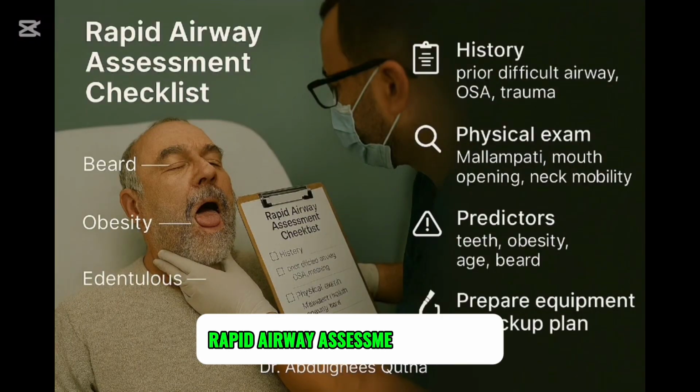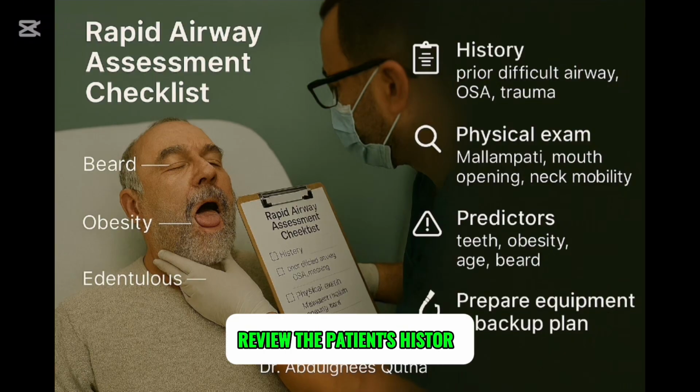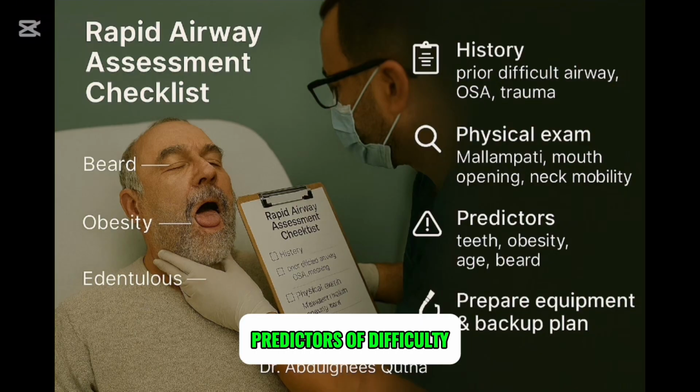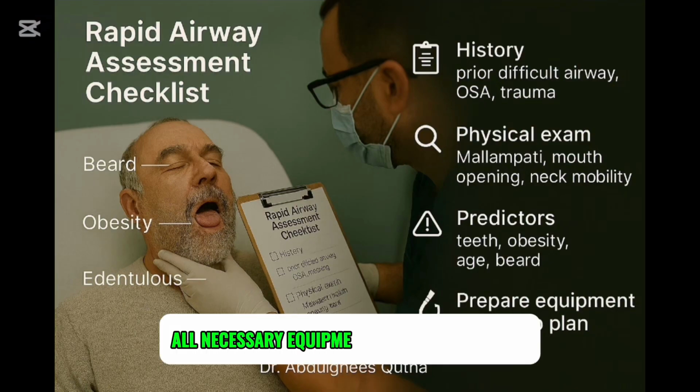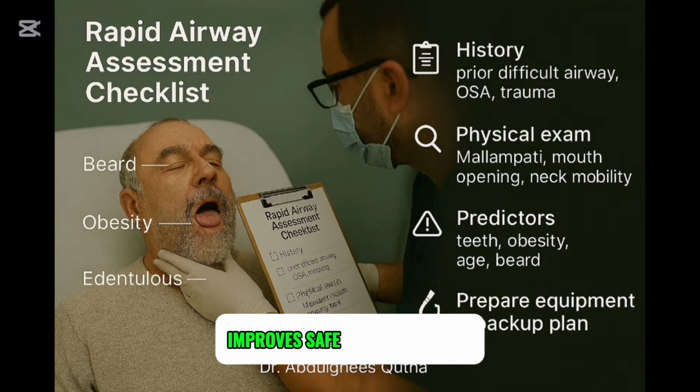Rapid Airway Assessment Checklist. A rapid airway assessment checklist ensures no step is missed. Review the patient's history, perform a thorough physical exam, identify predictors of difficulty, and prepare all necessary equipment with a backup plan. This systematic approach improves safety and outcomes.